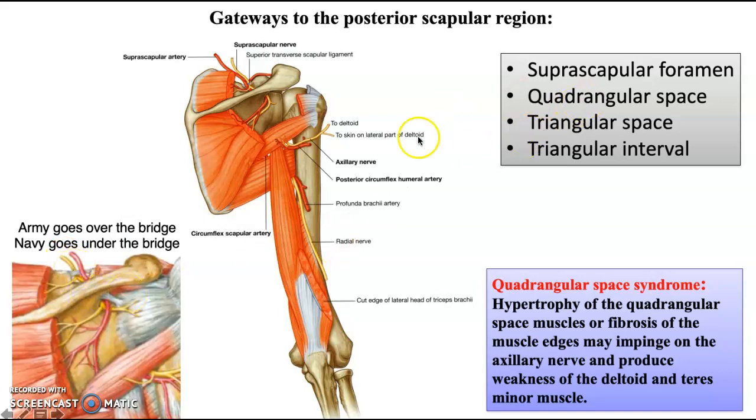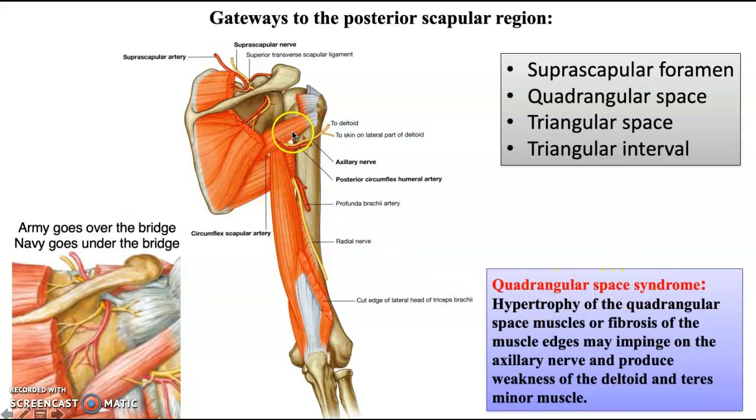Okay. Now let's come to quadrangular space. This is a space bounded by muscles on 3 sides. On the top it is teres minor, and on the bottom it is teres major, and medially this is the long head of the triceps, and laterally it is the surgical neck of the humerus. In between these 4 structures there is a quadrangular area or quadrangular opening, and that allows 2 very important structures. One is the axillary nerve, which provides innervation to the deltoid and teres minor, and the posterior circumflex humeral artery. So these are the 2 very important structures that travel through this area, and this area has a clinical significance. It is called the quadrangular space syndrome.